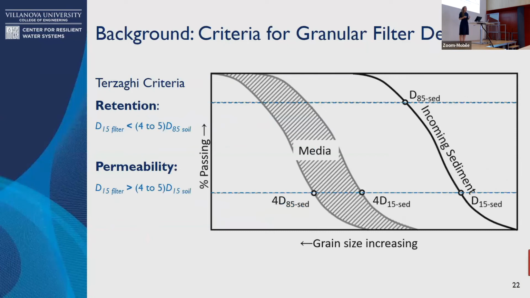So Terzaghi created this criteria back in the 1940s, where you could look at the D15 of your media and also your sediment, or what they were using is their media and their filter, right? And your D85, and you could use that relationship to establish what would allow for retention and still allow for permeability. And so from that, we instead could think about this as the media of our BGI and our incoming sediments. What's the appropriate relationship here where our incoming sediments aren't going to clog our media? It's going to allow our BGI to continue to function sustainably through time.